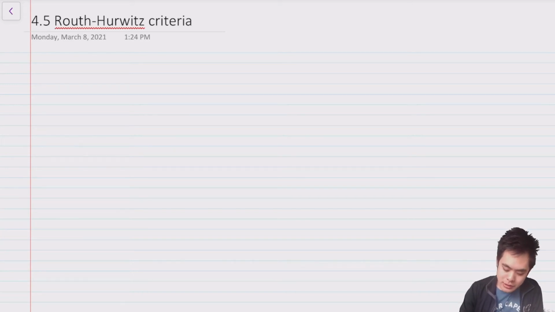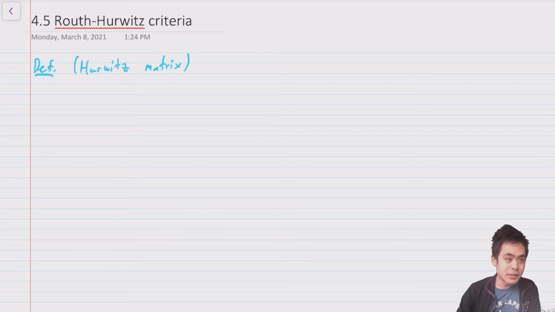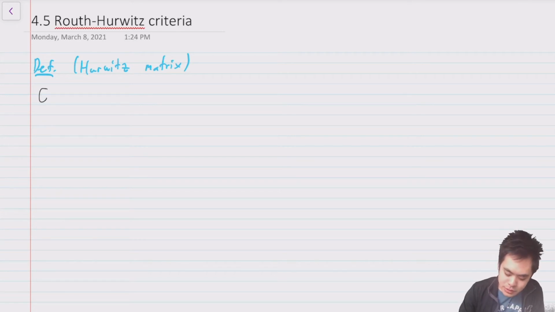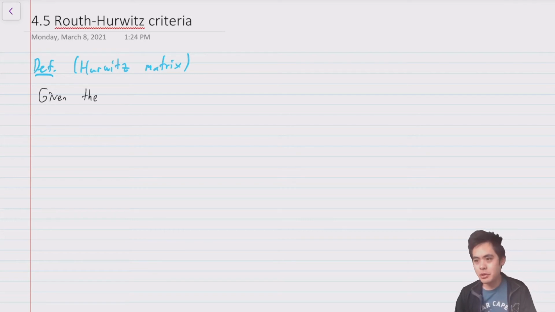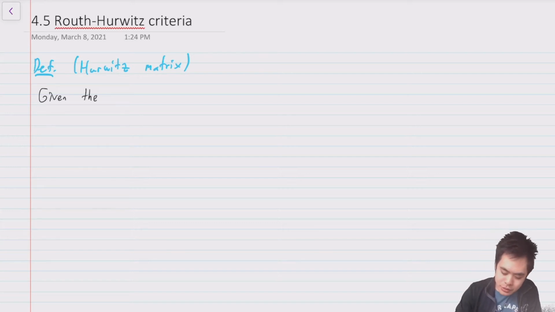So let's go ahead, and the first thing we need to do is define something called a Hurwitz matrix. There are a couple of different ways of defining this. I'm going to give a definition specific for the case of characteristic polynomials of differential equations. There is a slightly more general definition as well, but this will be sufficient for our purposes.